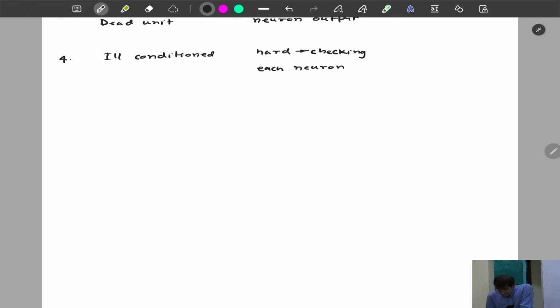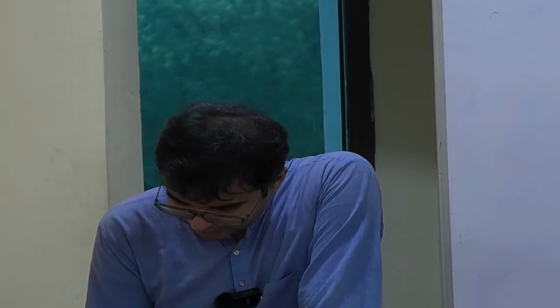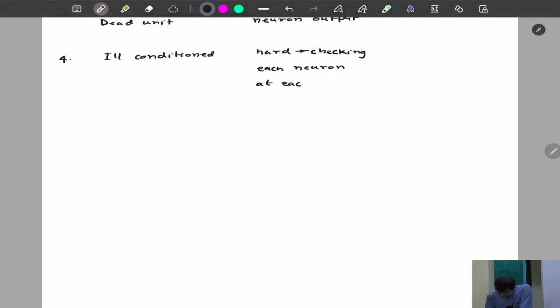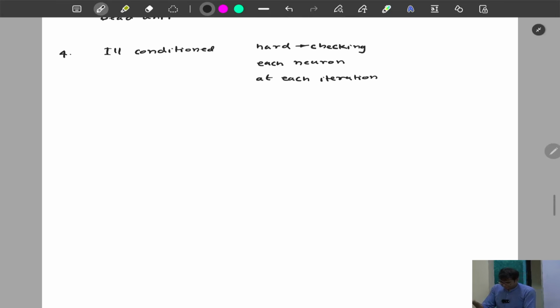But even if the data is balanced and you are not doing batch normalization in each layer, in between it might happen. Let's say you are using a ReLU activation. Data is balanced, but in the training process, at some stage, because of the ReLU activation, it becomes ill conditioned. So I'm not only talking about data ill conditioning, but ill conditioning as a whole. Each neuron at each iteration. And clearly, if you have to check each neuron at each iteration, it's hard. Solution, one of the solutions we said is batch norm.